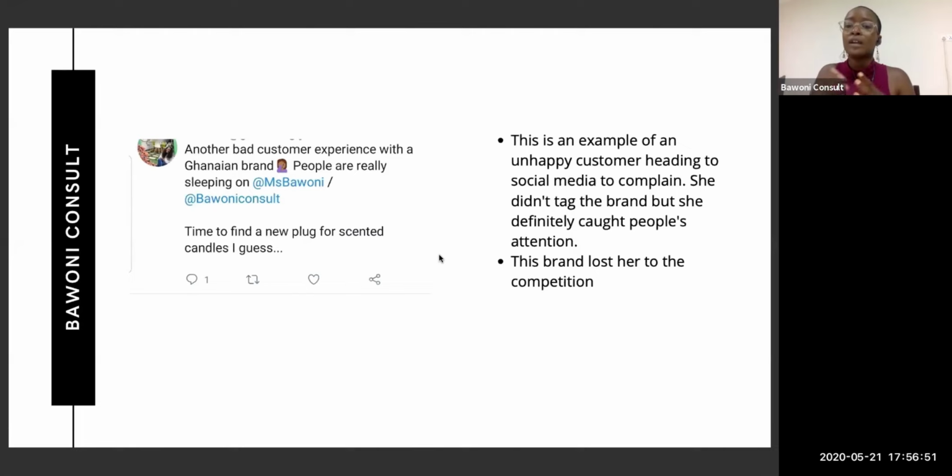But this is an example of an unhappy customer heading to social media to complain. She didn't tag the brand, but she definitely caught other people's attention because she posted it and people saw it. And then obviously after talking to her, she said she's never going to purchase anything from the brand, even though she's constantly been purchasing candles from them for the past however many years. She just decided that the experience was so negative that she doesn't want to interact with the brand anymore.